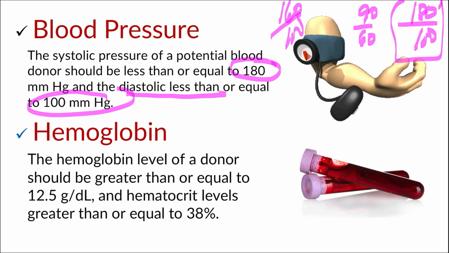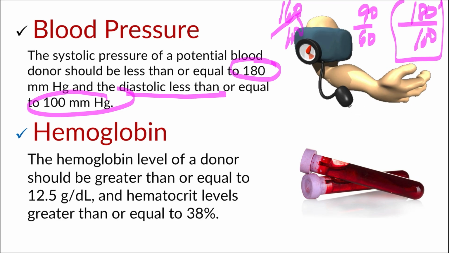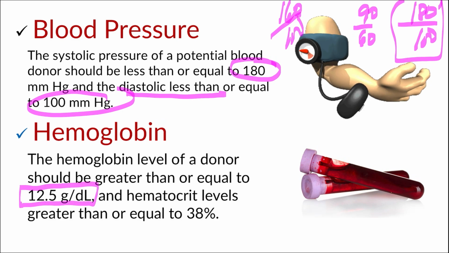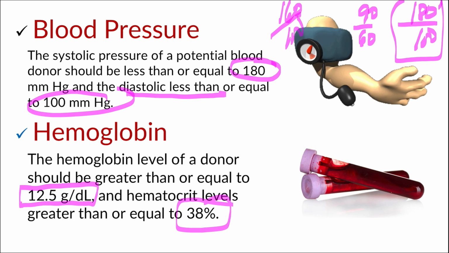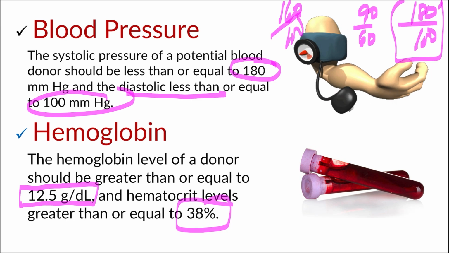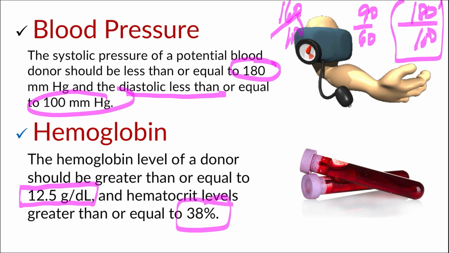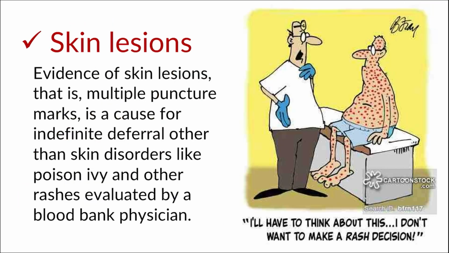Next one, hemoglobin. The hemoglobin level of a donor should be greater than or equal to 12.5 grams per dL or 125 grams per liter, and a hematocrit level of 38% or 0.38 liters per liter. So 12.5 and then 38%.